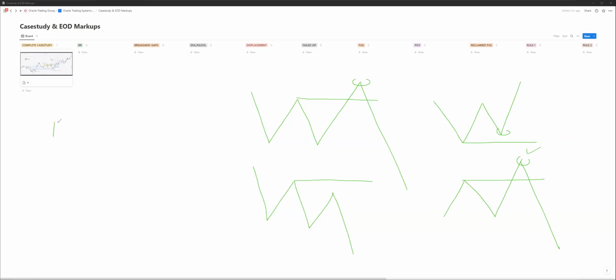Another one would be NQ, ES. So GU, EU, or DXY, AUD USD with NZD USD. And this is applicable on all time frames.